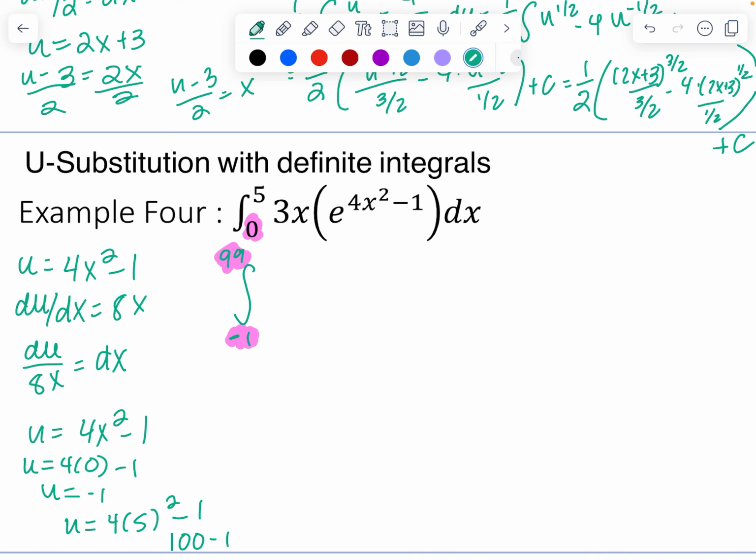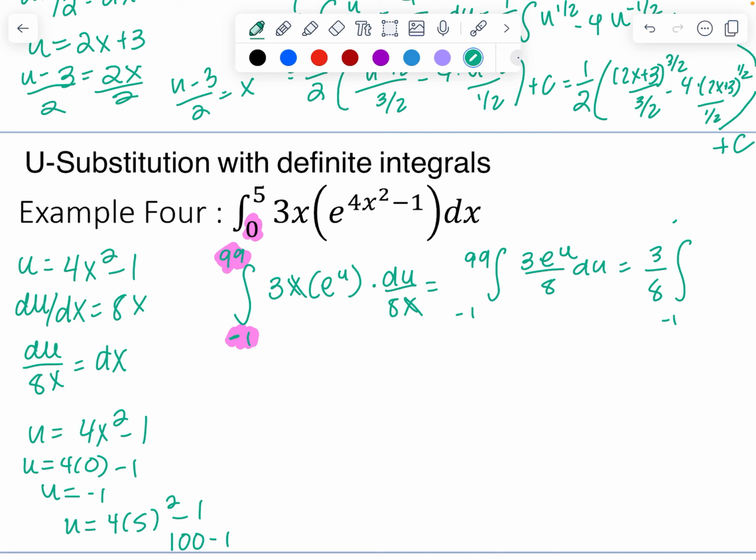Now I'm going to change everything else. So this will be 3x. This will be e to the u power in these parentheses. And then dx gets replaced with du over 8x. These x's cancel out, so I get the integral from -1 to 99 of 3e^u over 8 du. I'm going to pull out the 3/8. It's just a coefficient, and then I just get a nice e^u function.